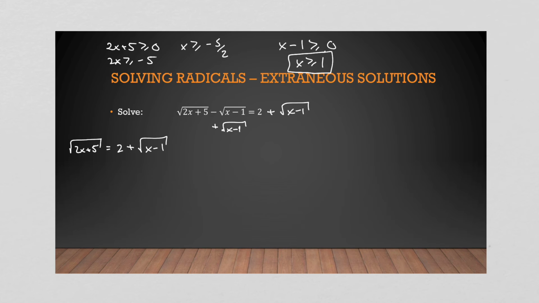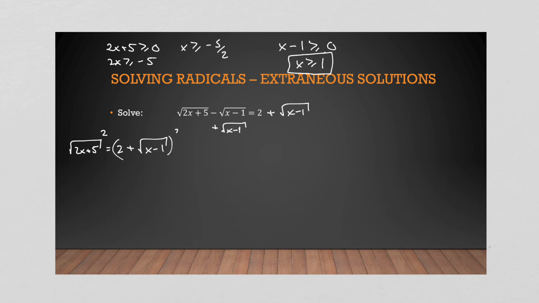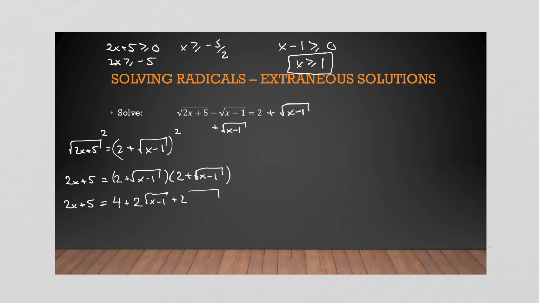Now, when you square both sides, you have to do that. So now you're going to have 2x plus 5, so the one root is gone, but now you have 2 plus root x minus 1 times itself. Now, when you FOIL this, the 2 times 2 is 4, but then you get 2 times root x minus 1, so 2 root x minus 1, and then plus 2 root x minus 1.